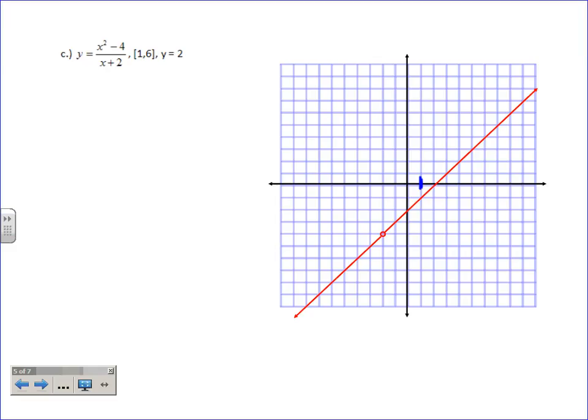So 1, 2, 3, 4, 5, 6. So 1 comma -1 and 6 comma, looking at my graph. 1 comma -1 is that point right there. 6 comma, I'm guessing 4.